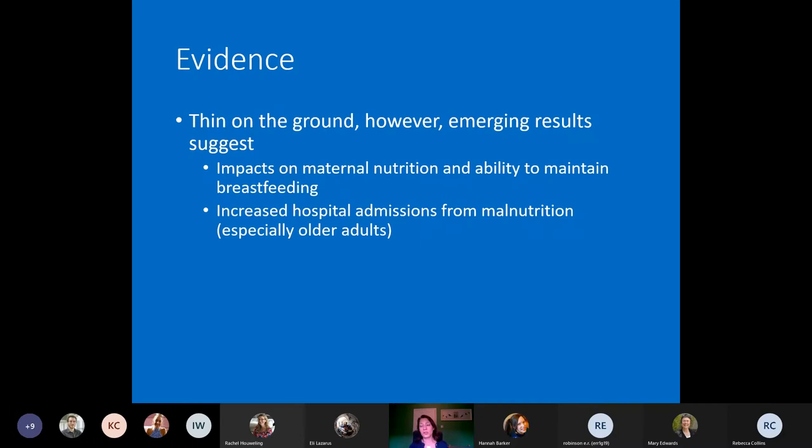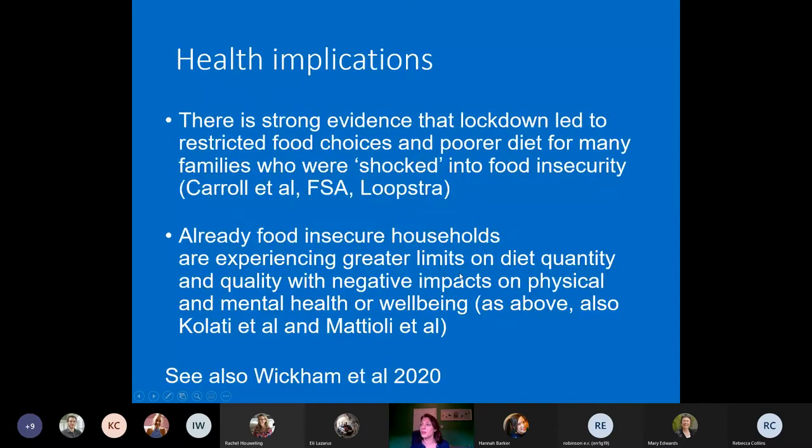There's also been increased hospital admissions for malnutrition, especially older adults across the UK, and we do have some evidence towards this, and there are some teams working on this across Dorset, as a matter of fact.